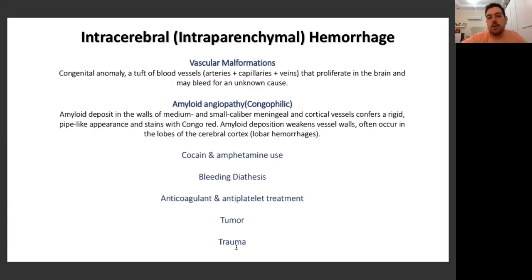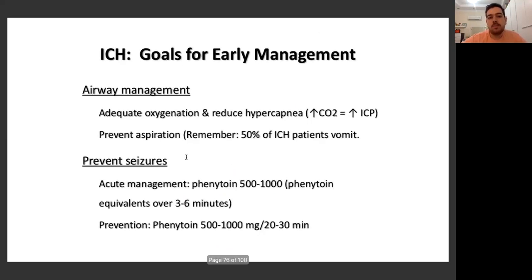As a summary of this, what is the most important cause of intraparenchymal or hemorrhagic stroke? It is hypertension due to Charcot-Bouchard aneurysm rupture. Other less common causes are AV malformation and amyloid, and then the rest are very rare: trauma, tumors, and anticoagulation.